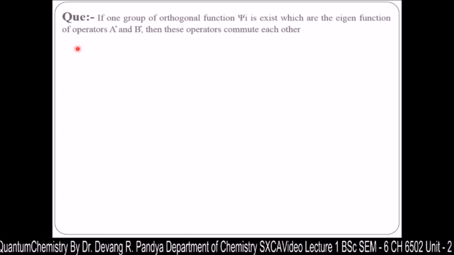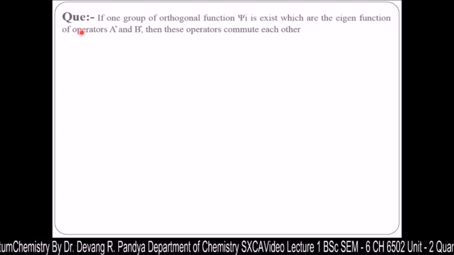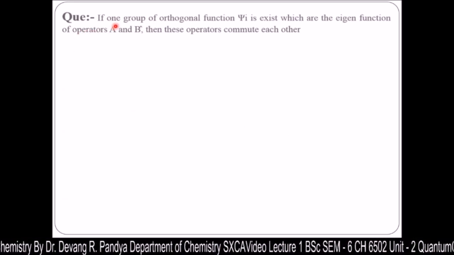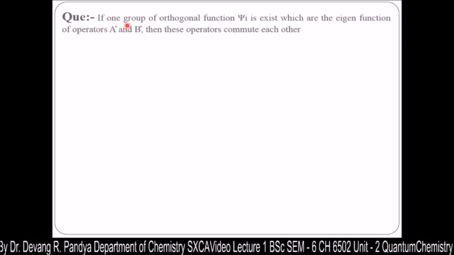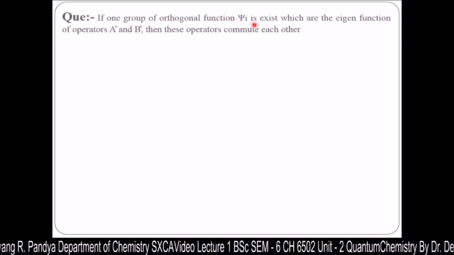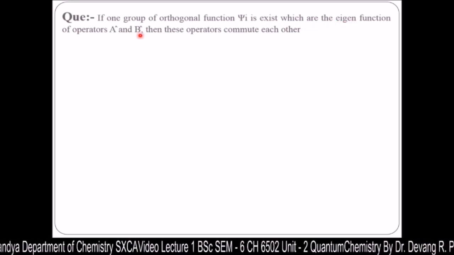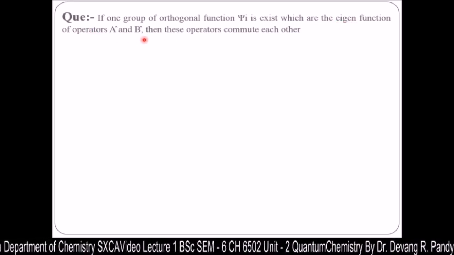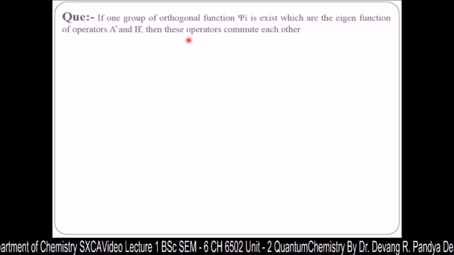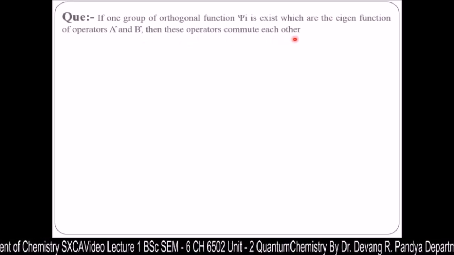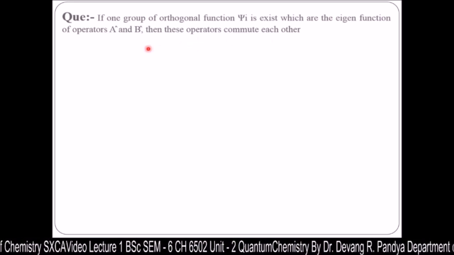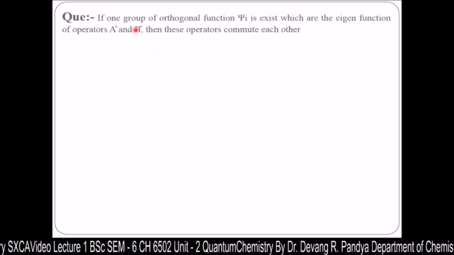Now next, that is theorem number 3. Theorem 3 is for commutation and this is the fourth. If one group of orthogonal functions psi I exists, which are the eigenfunctions of operator A and operator B, then these operators commute with each other. It is the reverse statement of the previous theorem. This is theorem number 4.